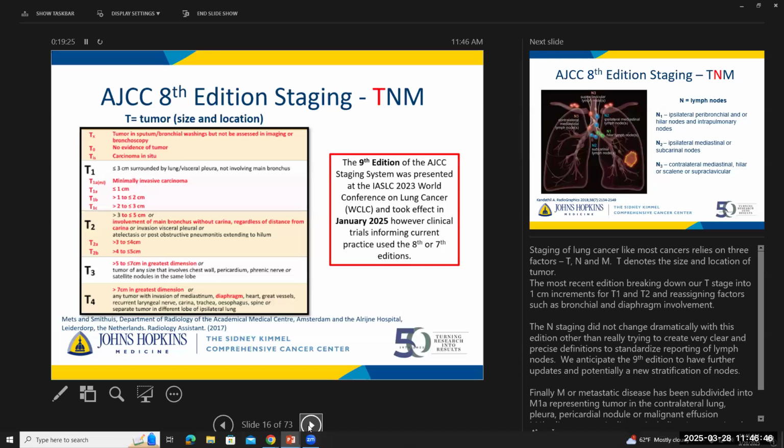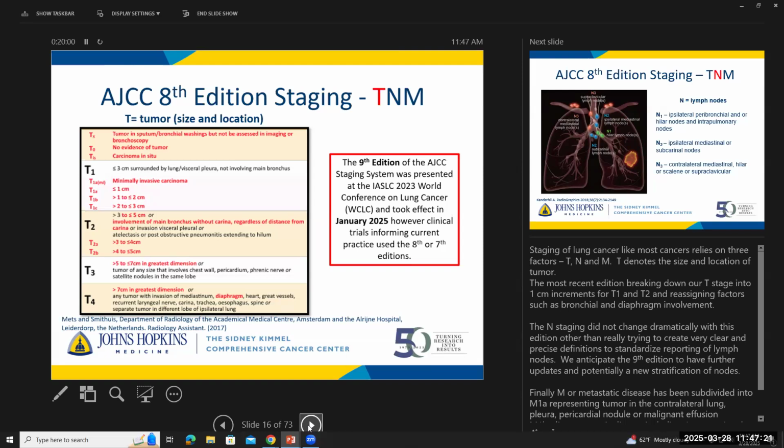Okay, this is an introduction to staging. Again, I'm not going to ask you to be able to stage a patient, okay? But you kind of have to have a little bit of an appreciation for this. We use the AJCC 8th edition for staging currently. The 9th edition did launch in January of this year, but all of the clinical trials that inform our treatment approaches currently are based off of the 8th edition of staging. So that's what I'm going to show you today. And there's only minor changes from the 8th to the 9th edition. So it's mostly not relevant for purposes of teaching at this level.